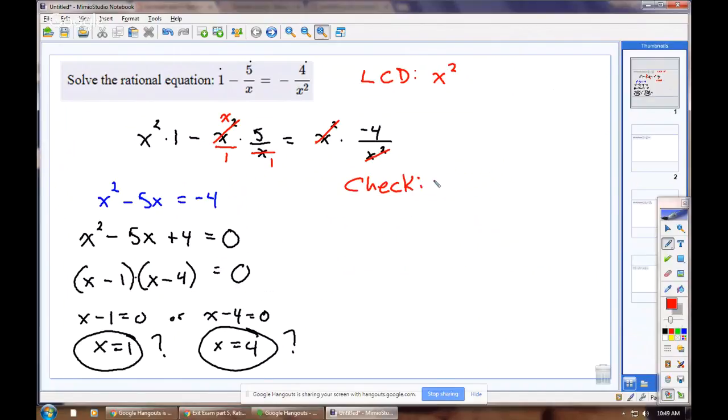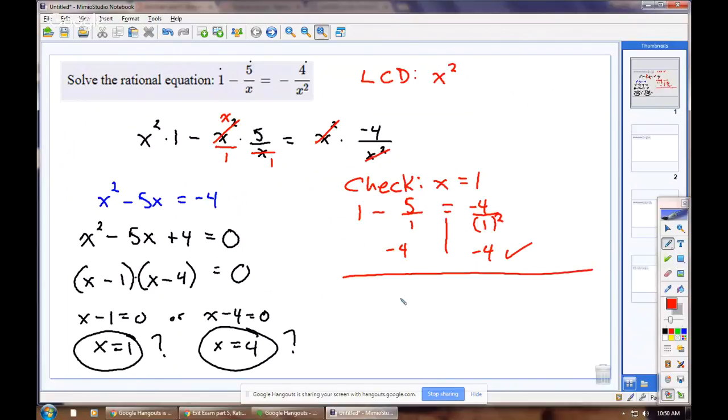So check first for x equals 1. That's going to give me 1 minus 5 over 1. Oh, no, square's not there. Other side. Equals negative 4 over 1 squared. And then clean up one side separate from the other. So 5 over 1 is 5. 1 minus 5 is negative 4. Negative 4 over 1 is negative 4. Check.